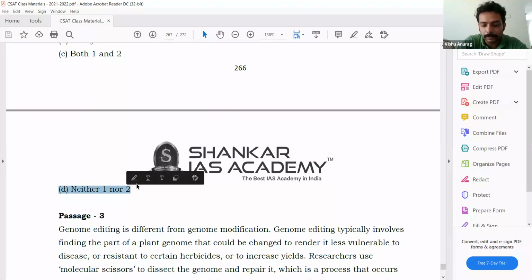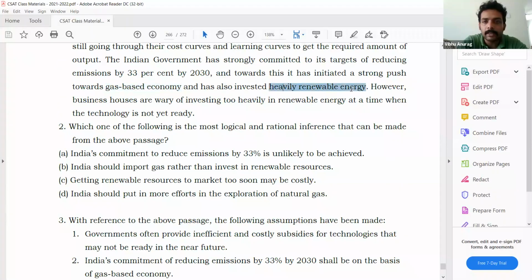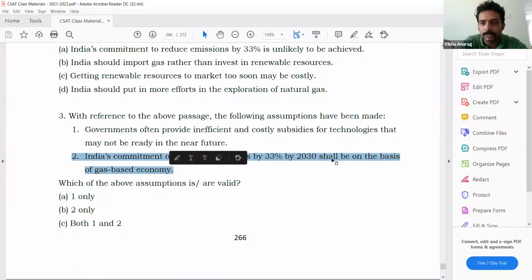Did you pick the same? Neither one nor two? Why B is wrong? Because it is on the basis of gas-based economy and renewable energy, both. This talks only about gas-based economy. So because of that, it is wrong.